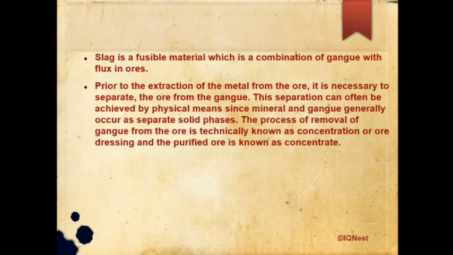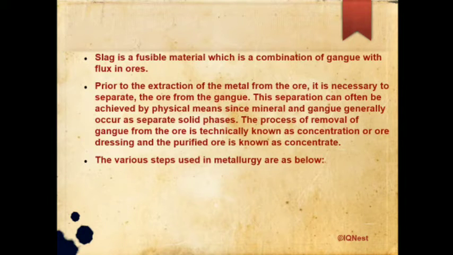Prior to the extraction of the metal from the ore, it is necessary to separate the ore from the gangue. This separation can often be achieved by physical means, since minerals and gangue occur as separate solid phases. The process of removal of gangue from the ore is technically known as concentration or ore dressing, and the purified ore is known as concentrate.